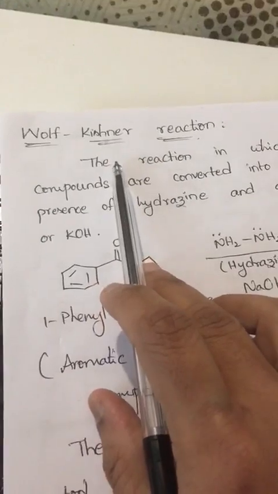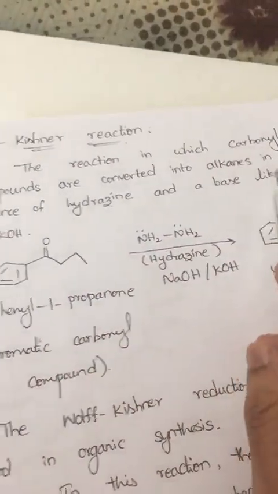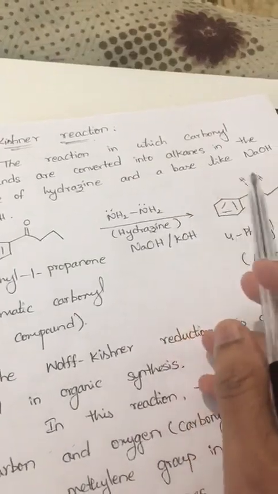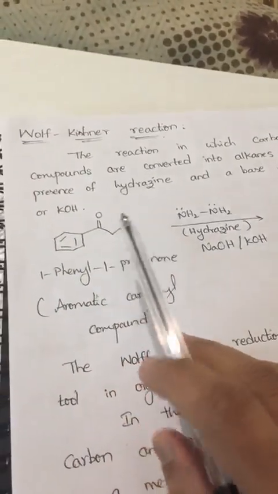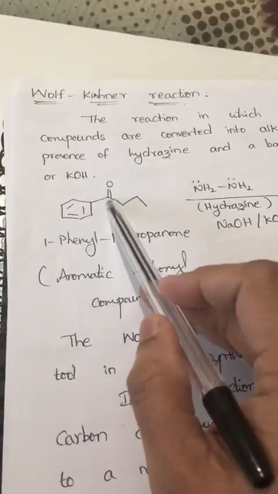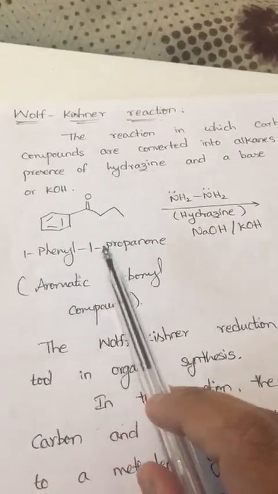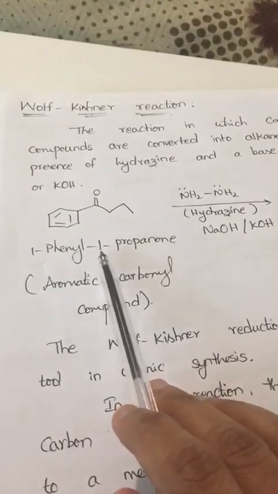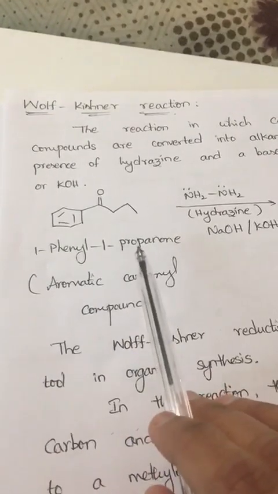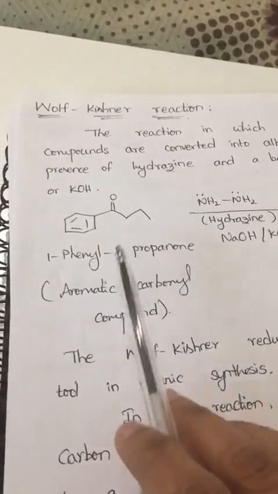Now I am going to discuss the Wolff-Kishner reduction. In this reduction, carbonyl compounds are converted into alkanes in the presence of hydrogen and a base like NaOH or KOH. Carbonyl compounds are the compounds having a C double bond O group. Especially aldehydes and ketones come under carbonyl compounds, and other compounds having a C double bond O group, such as acids or acid derivatives, esters, also exist.